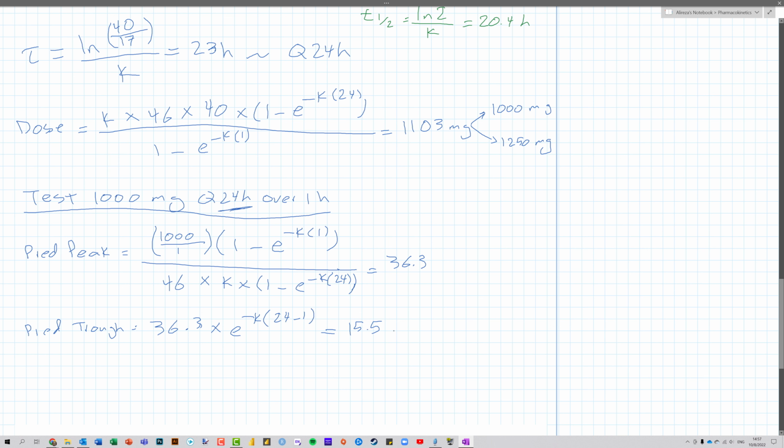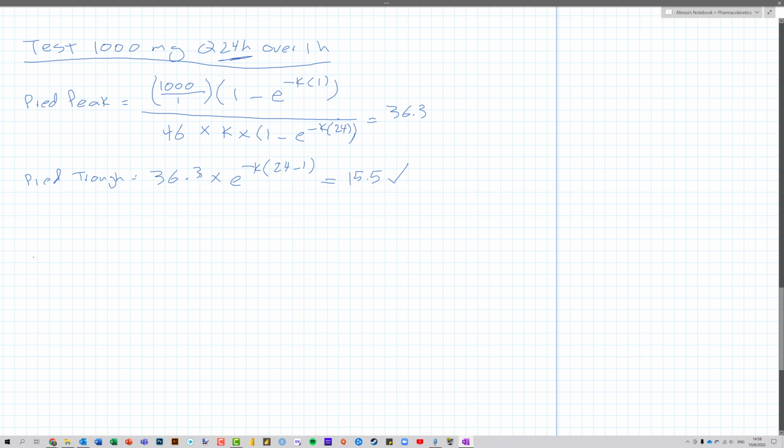And we wanted the trough to be 15 to 20, so this is good, right? So we can go ahead and recommend. But actually, before we recommend, we also want to make sure that this gives you the right trough. You want to make sure that you're getting the right AUC as well.